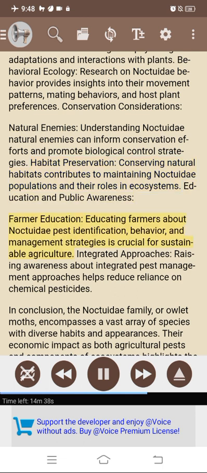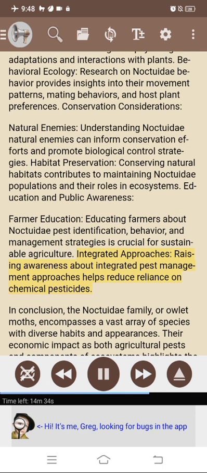Education and public awareness. Farmer education. Educating farmers about Noctuidae pest identification, behavior, and management strategies is critical for sustainable agriculture. Integrated approaches. Raising awareness about integrated pest management approaches helps reduce reliance on chemical pesticides.